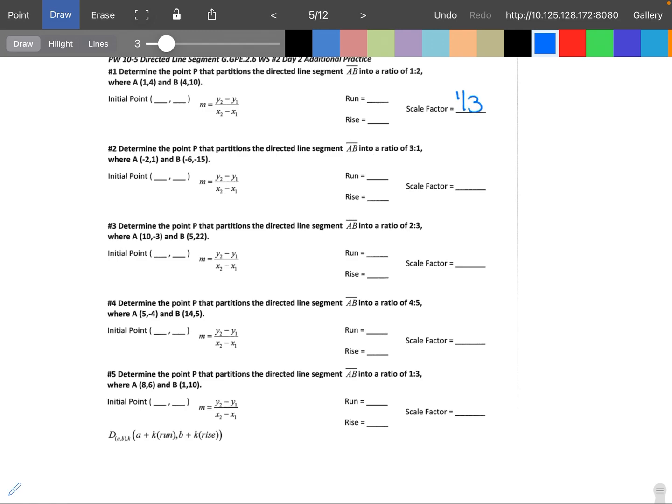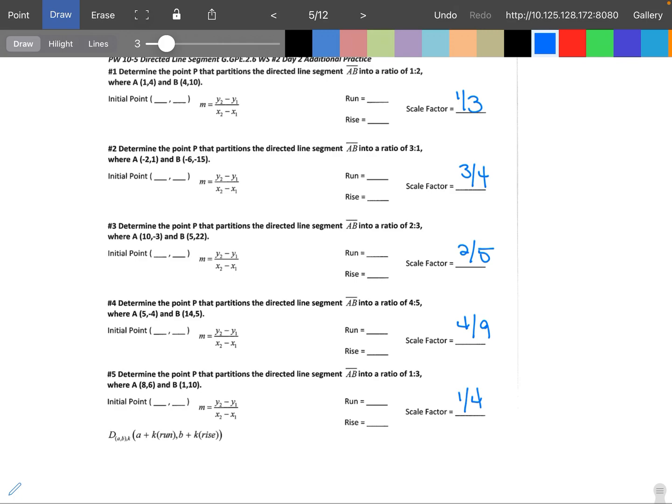Number 2, look at it really quickly. What would your scale factor be? 3/4. What would your scale factor be on number 3? 2/5. And your scale factor on number 4? 4/9. And then the last one would be a scale factor of 1/4.